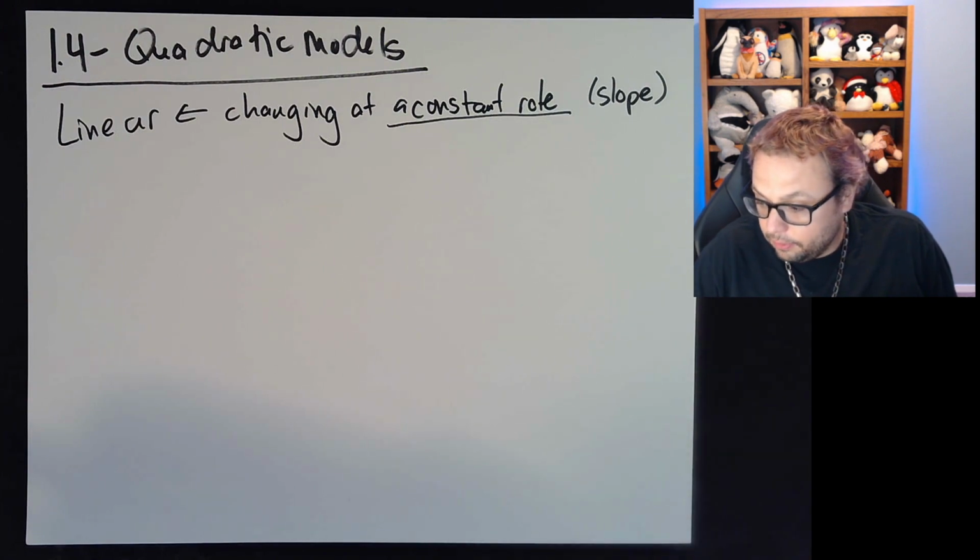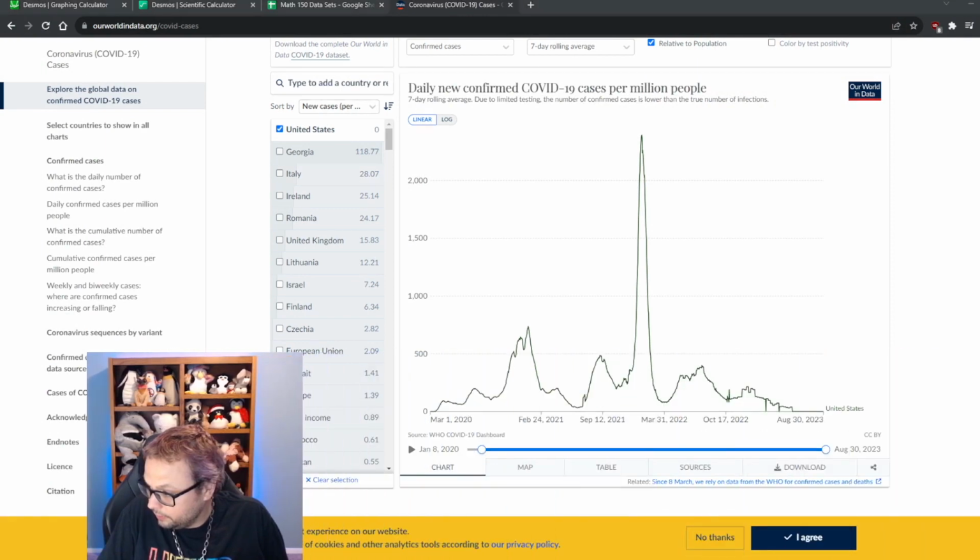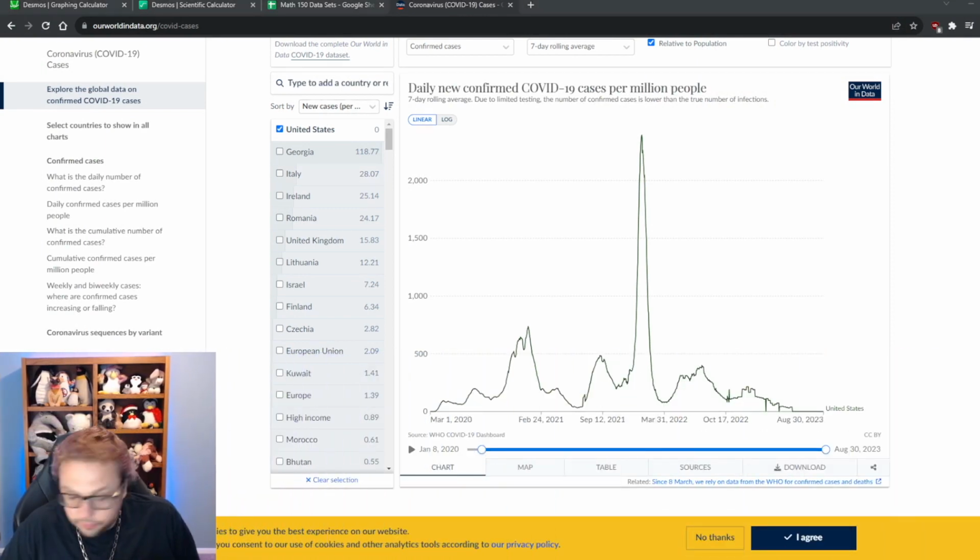So for example, here, let me move my camera over to here. Here is the number of COVID cases in the US starting in March of 2020 and ranging through 2023 when the US stopped tracking it. So you can see here, this shape is not at all linear. And if you try to draw a line on top of this, it's not going to really capture any of it at all.